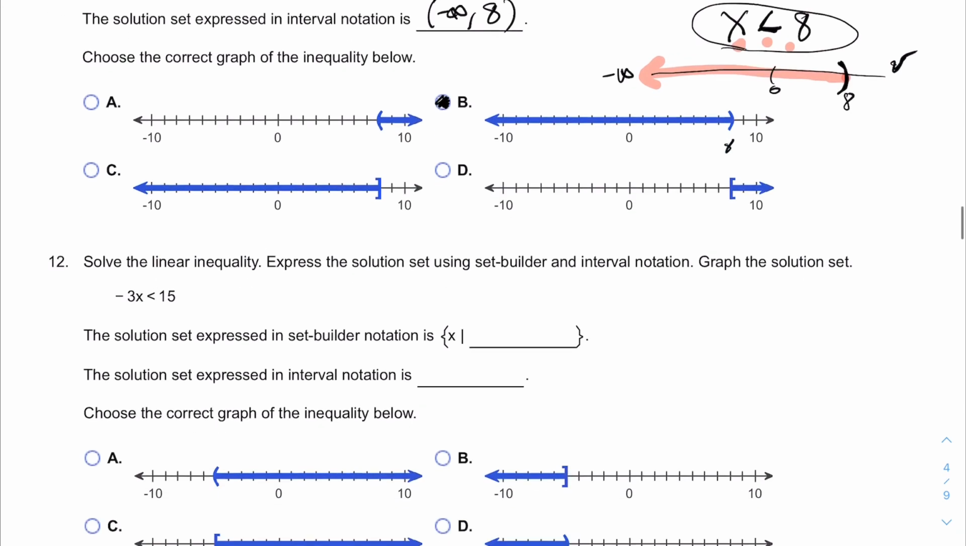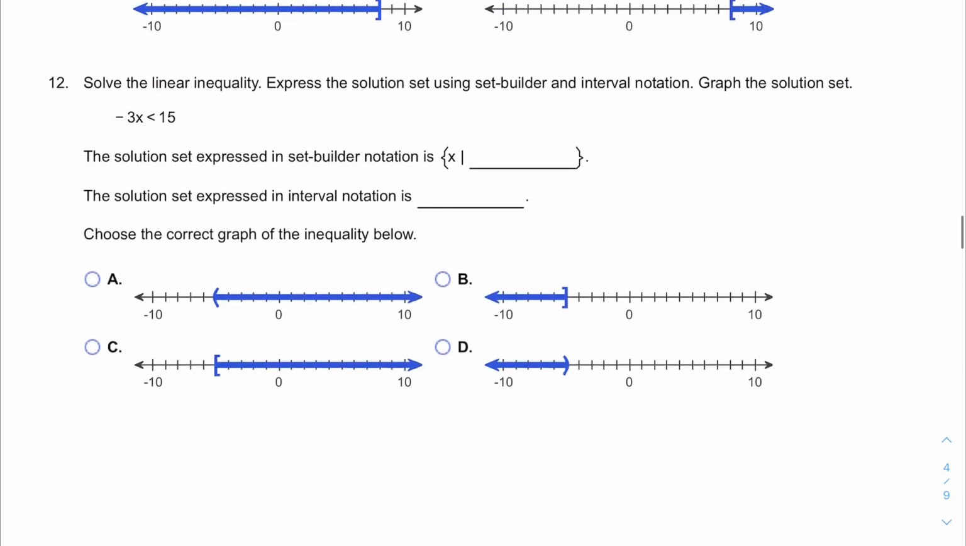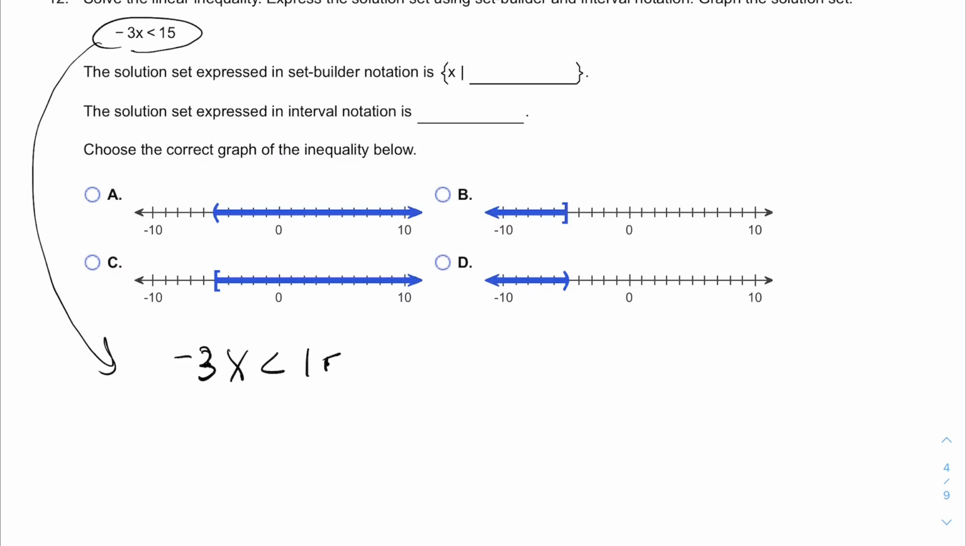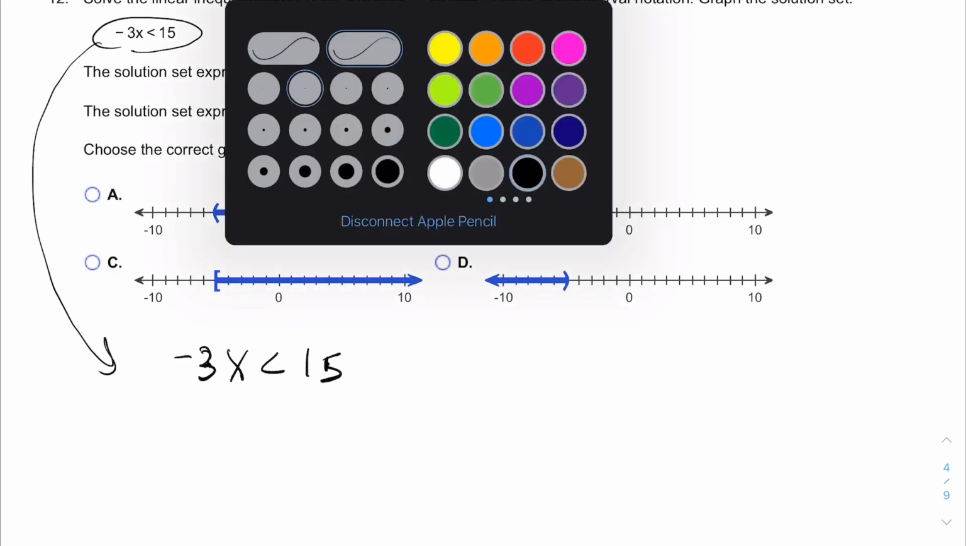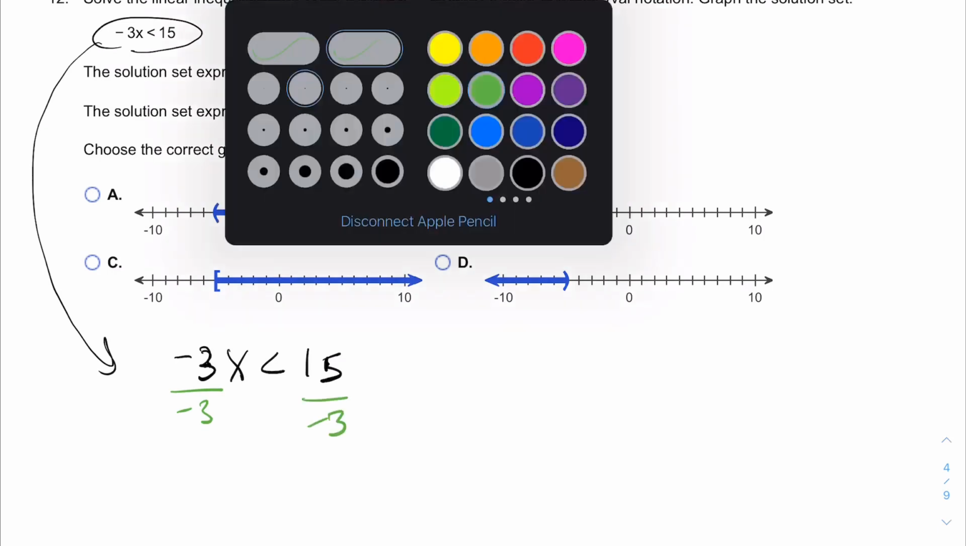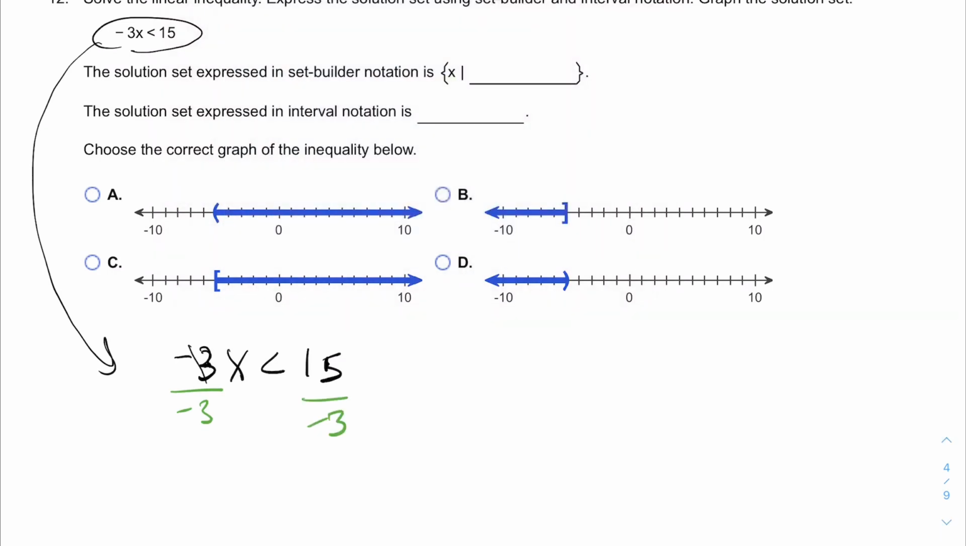Number 12. I've got a little bit of space to work, so I think I'm going to write this down here. This is negative 3x is less than 15. Solve for x. We're going to divide both sides by negative 3. 3 divided by negative 3 reduces down to 1x. 15 divided by negative 3 is negative 5.